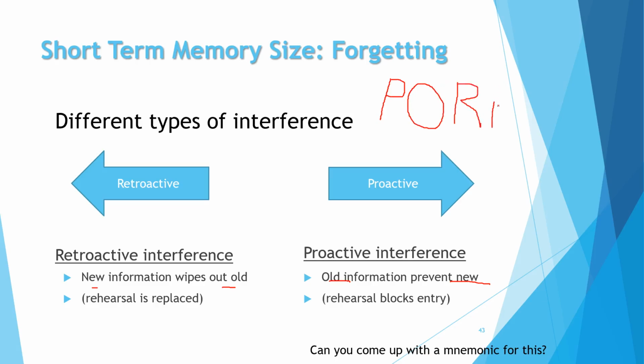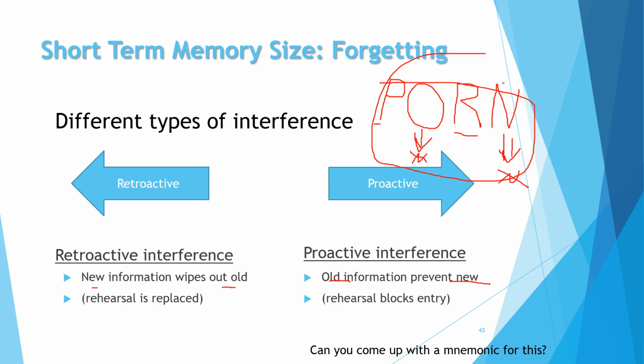Well, let's write it out. So PO, proactive, is old hurting new. That means that proactive means that old information makes it harder to remember new information. So proactive, old prevents new. Retroactive, new hurts old information. That's a terrible arrow. So RN helps you remember that retroactive interference is when your new information wipes out the old information. So there's PORN. It's very helpful in remembering proactive versus retroactive, and it's a very perfect example of a mnemonic.